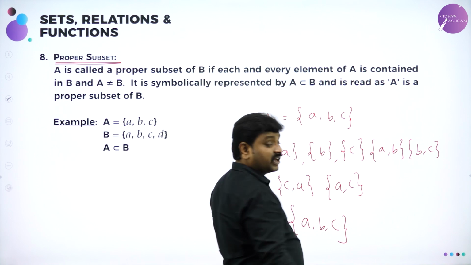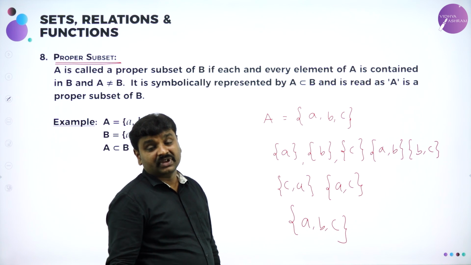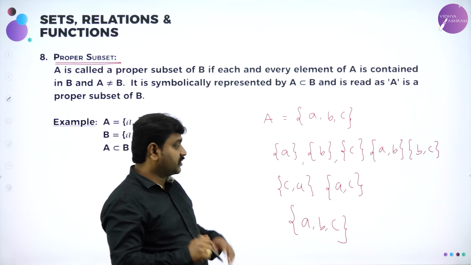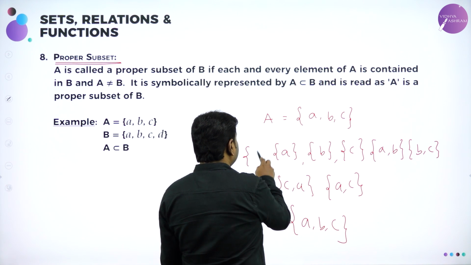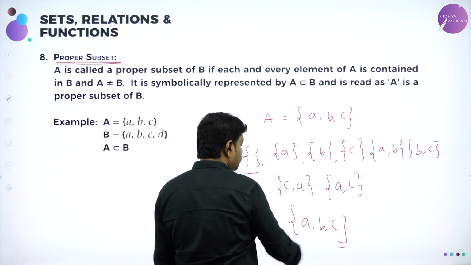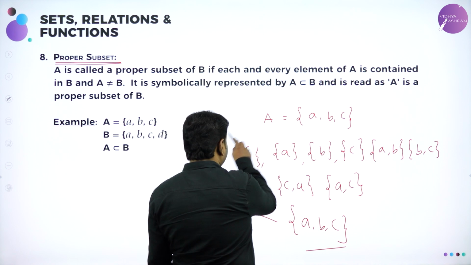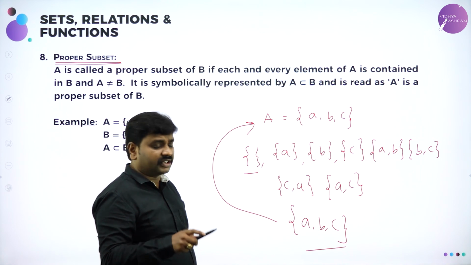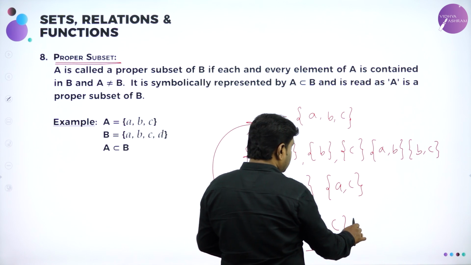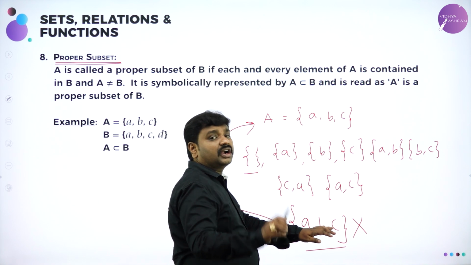Remember, my dear students, every set is a subset of itself. And the null set, the empty set, is also a subset of any set. These two are fixed. So now abc is the given set. The given set is a subset of itself, but this set is called not a proper subset. This is a subset but not a proper subset.